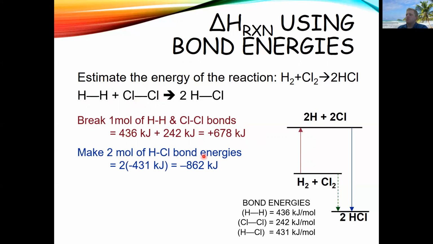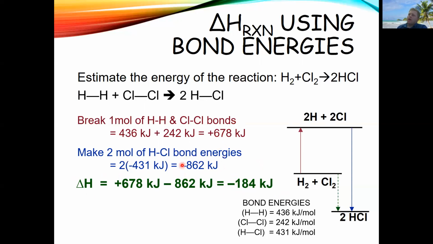Now let's make 2 moles of our HCl bonds. So that's going to be 2 times this bond energy of 431. We put that negative sign in there again because we're forming these bonds, and when you form bonds, you give off energy. So that's a negative energy for the system. That means we're giving off negative 862, or we're giving off 862 kilojoules of energy. We add those 2 numbers together to find that the overall delta H of this reaction is negative 184 kilojoules.